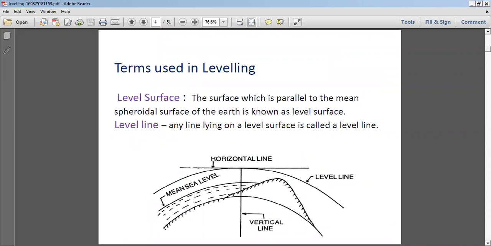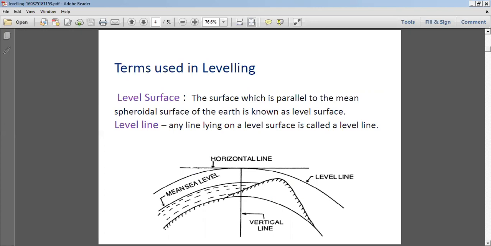So these are the terms which are used in leveling. First is level surface. The level surface which is parallel to the mean vertical surface of the earth, that is known as a level surface. Level line: any line lying on a level surface is called a level line. The line which is perpendicular to the horizontal line is known as a vertical line.